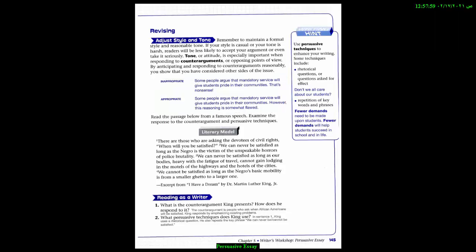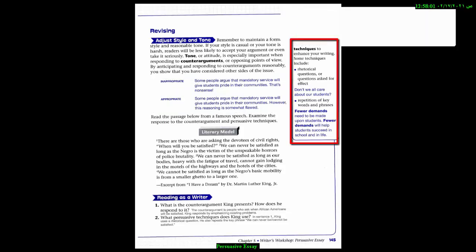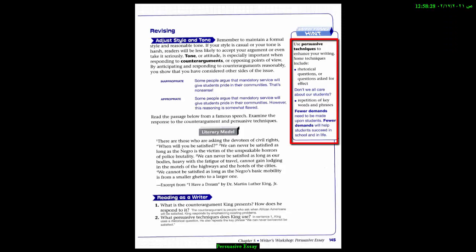You can also use persuasive techniques to enhance your writing. Some techniques can be rhetorical questions, or questions asked for effect, not for answer. For example, don't we all care about our students? Another technique can be repetition of keywords and phrases. For example, fewer demands need to be made upon students. Fewer demands will help students succeed in school and in life. That is a repetition of the keywords in order to provide a persuasive technique.